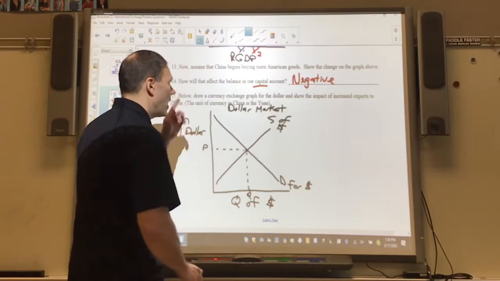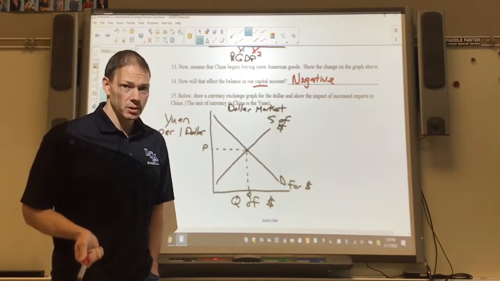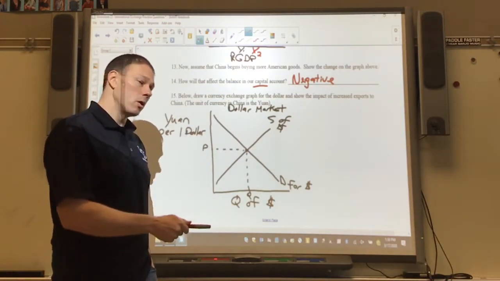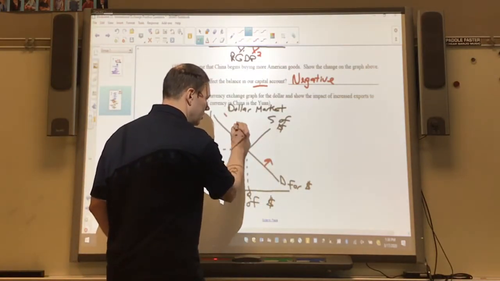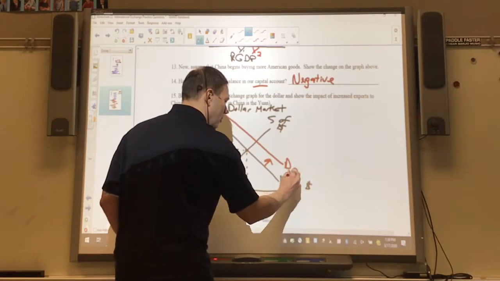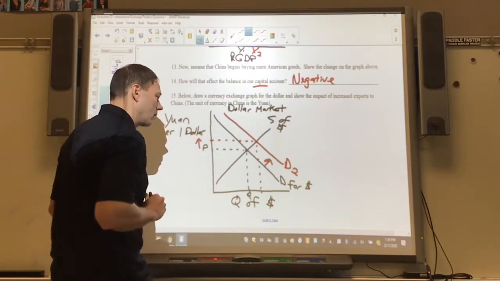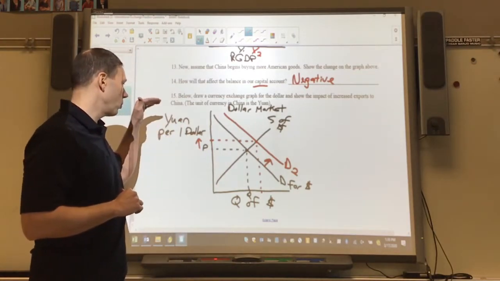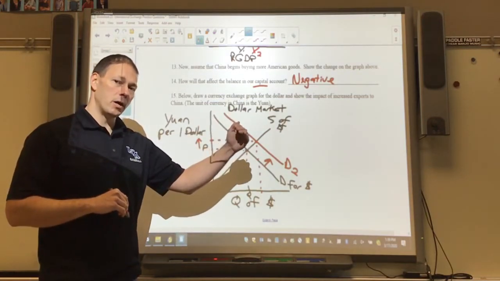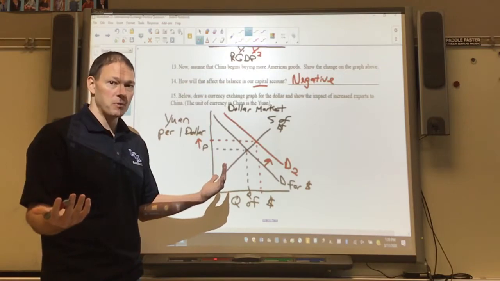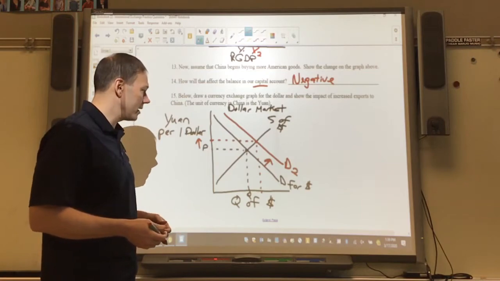Now, what happened up here? China starts buying our goods. Remember, if China's buying our goods, what do they need in order to get our goods? They need dollars. So to buy our goods, they need dollars. That's going to increase the demand for dollars in our market, and that's going to cause the dollar to appreciate. Now, how do we know the dollar appreciated? Because it takes more yuan to get $1. Remember, if it was a baseball card and it took more yuan to get a baseball card, you'd say my baseball card's gone up in value. Well, now it takes more yuan to get $1, so the dollar has gone up in value. So it has appreciated.